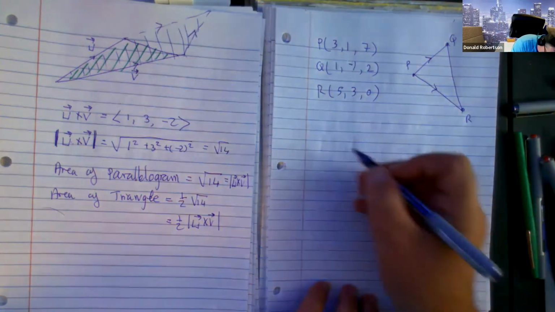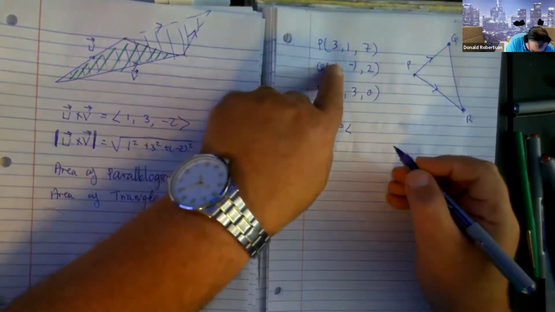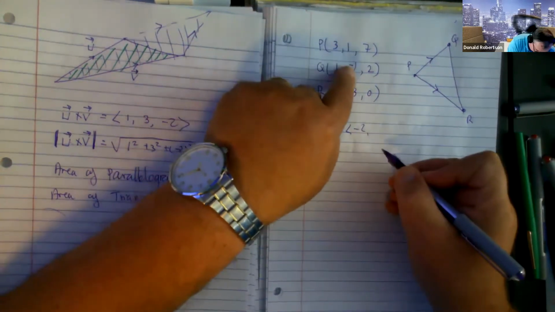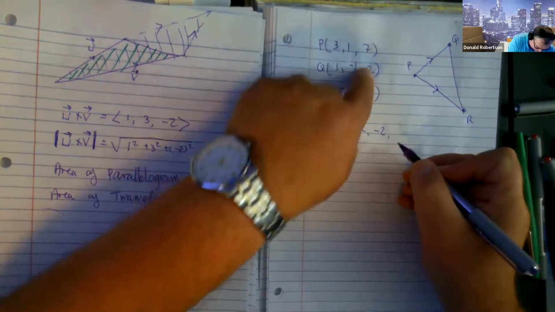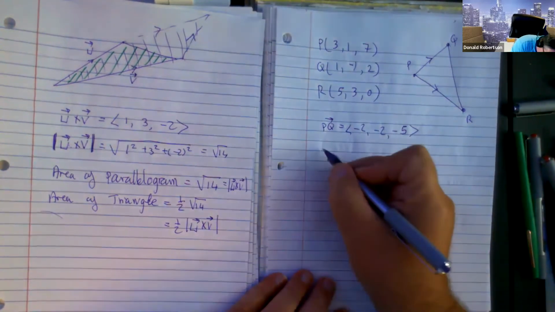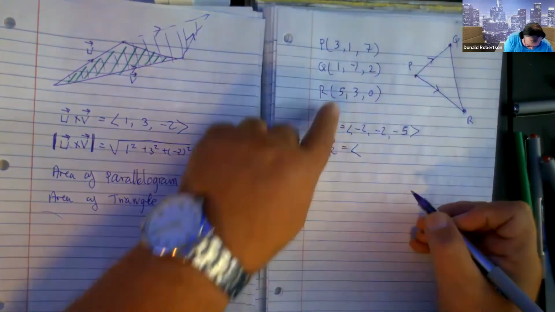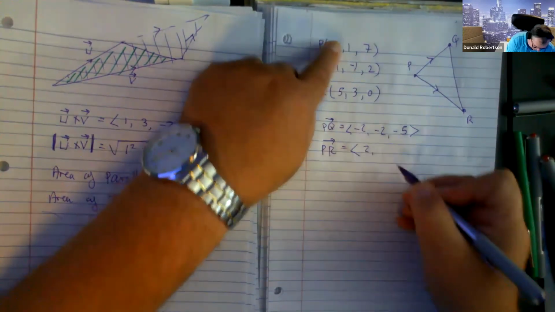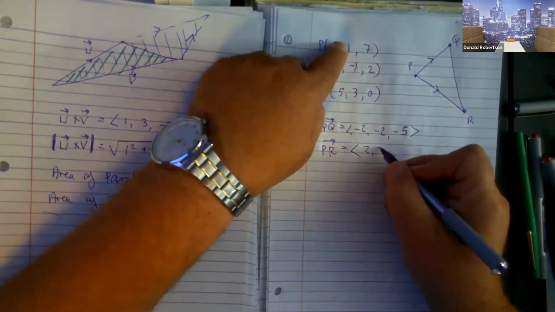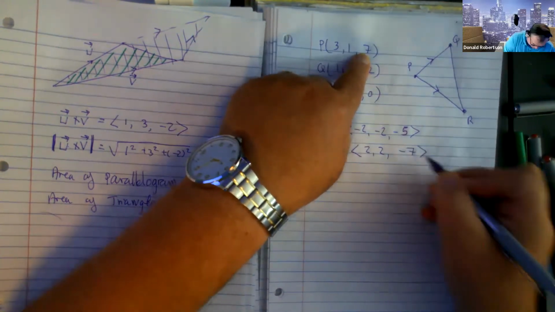So the vector PQ would be 1 take away 3, -1 take away 1, 2 take away 5, 2 take away 7, -5. And the other one is going to be PR. And second take away the first, second take away the first, second take away the first. And we got those two guys.